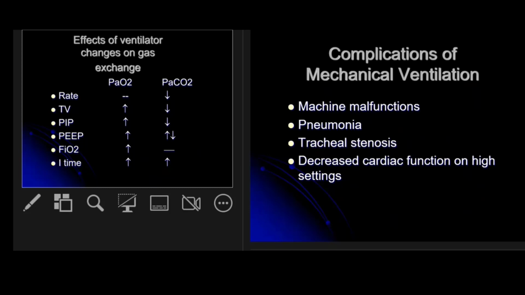If you increase delta V, that's like increasing your minute ventilation. And therefore, you're going to increase your minute ventilation. You're going to exchange gas better. So you're going to drive your CO2 down. You're going to drive your pH up. Questions about that? And that's, again, because of compliance.